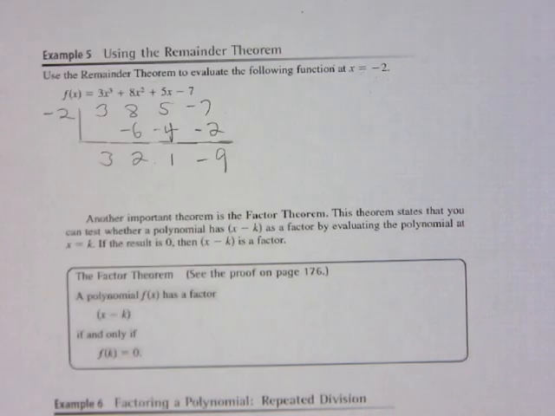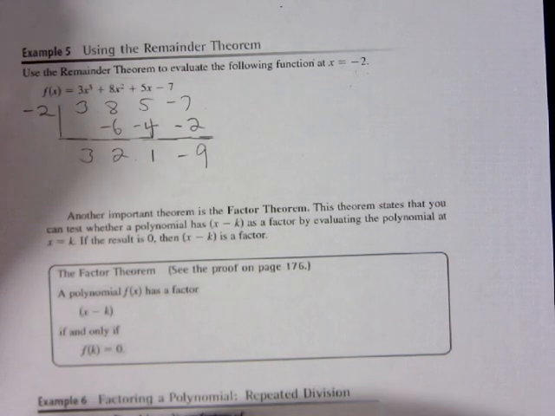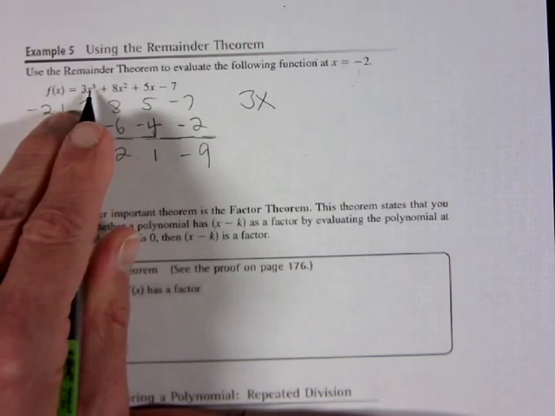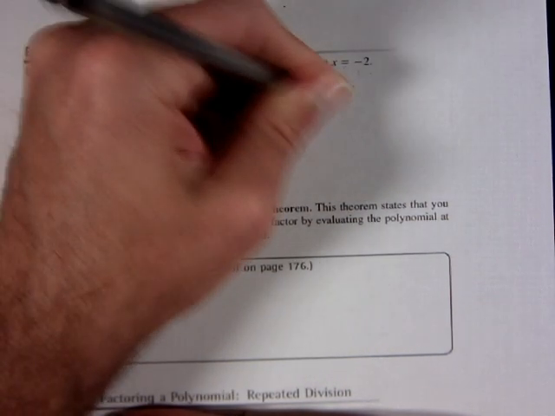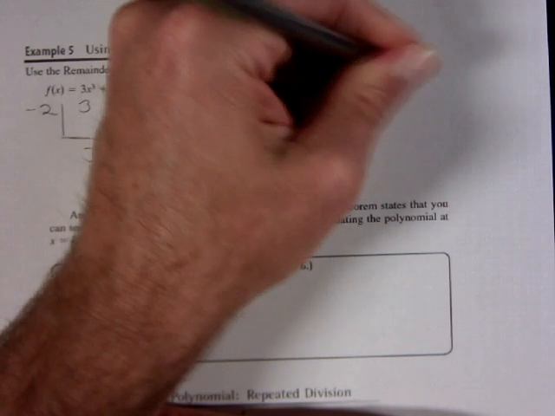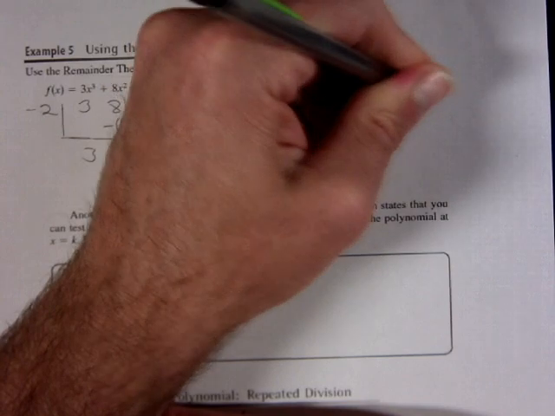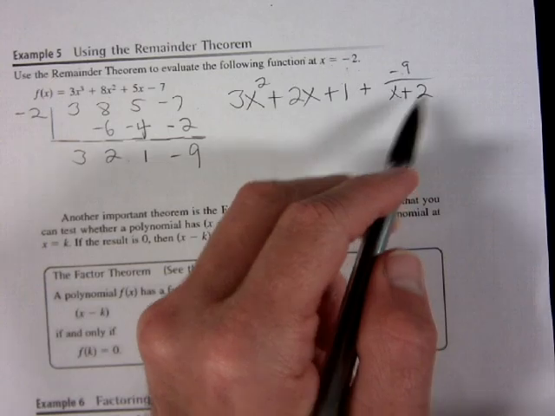All right? So if we wanted to see what that is when we divide it out, we could. It didn't ask us for that, but since we've already divided it out, we might as well see what the quotient is. It's going to be 3x, remember, 1 less power, squared, plus the next coefficient is 2, 2x, and then plus 1. My remainder is negative 9, so that would be plus negative 9 over x plus 2. And really, technically, if you just wanted to write that as minus 9 over x plus 2, you could.